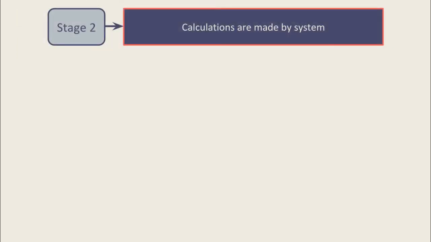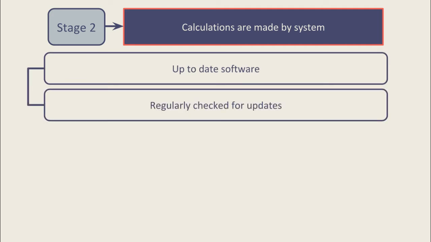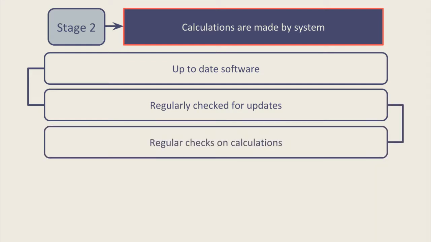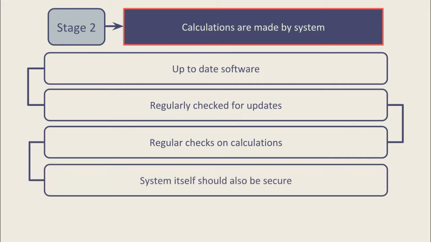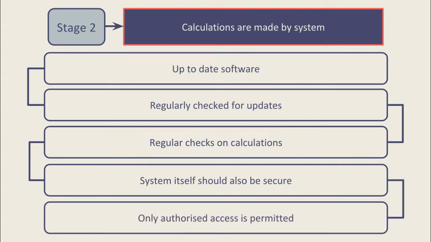The calculations made by the payroll system must be monitored regularly as there is a risk of misstatements. The software used should be up to date and regularly checked for updates. Having updates via the internet reduces the risk of these being missed, for example. Also, regular checks on calculations. Taking samples and recalculating the pay and deductions would identify if the system is working properly. The system itself should also be secure. Ensuring only authorised access is permitted will avoid the risk of individuals changing pay or setting up fake employees. Therefore, secure password access is important.